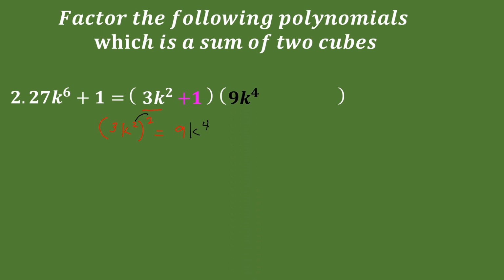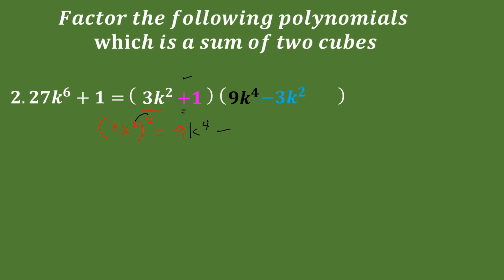9k to the 4 is the square of our first term. And then remember that the second term of our trinomial set is always the additive inverse. So when we say additive, it's the opposite. So we have to have a minus. So therefore, that is minus.